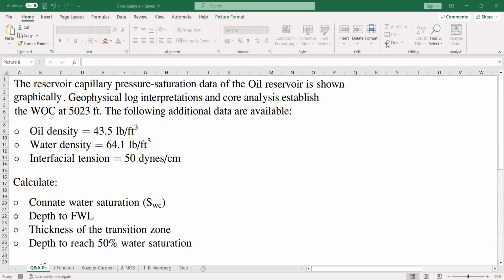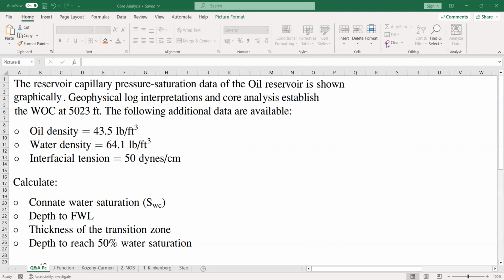So we will have another Q&A video. And today's topic is about capillary pressure, right? So we have a very interesting question in front of us. And I use a case from Tarek Ahmed's book, Reservoir Engineering Handbook. This is a very important and interesting book for reservoir engineers, right? And this is the case of capillary pressure that we need to solve.